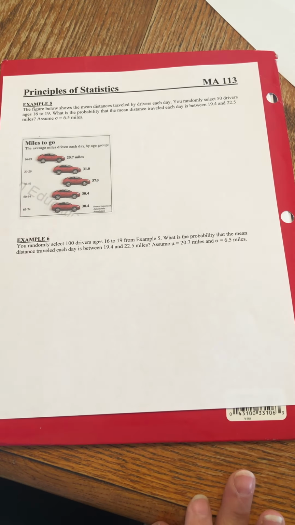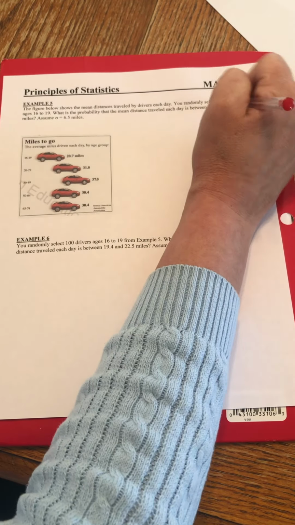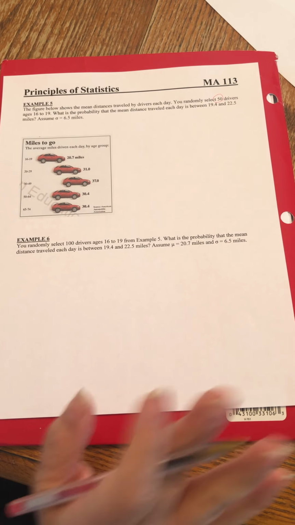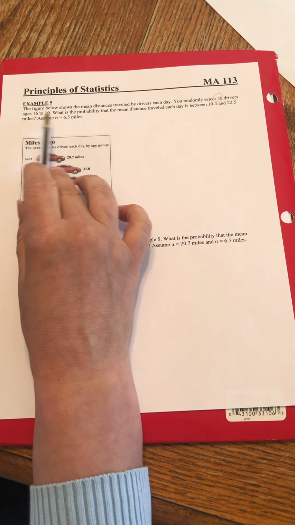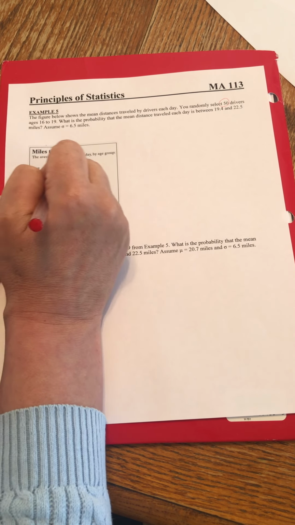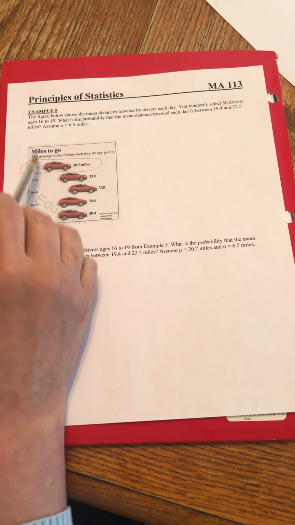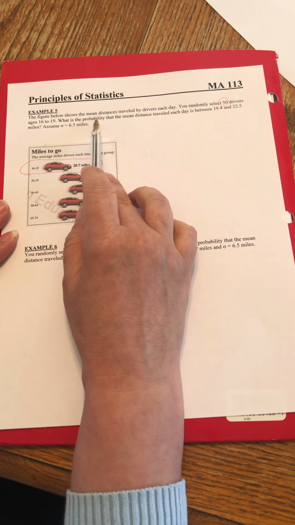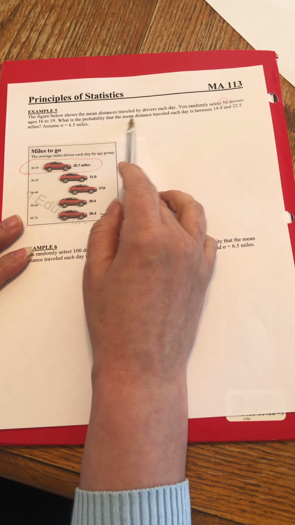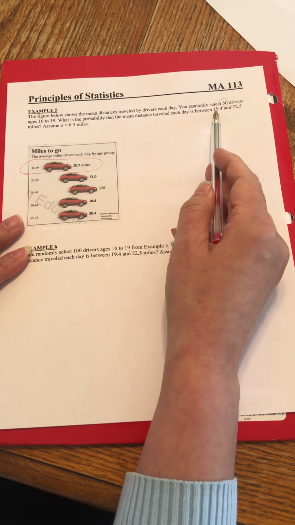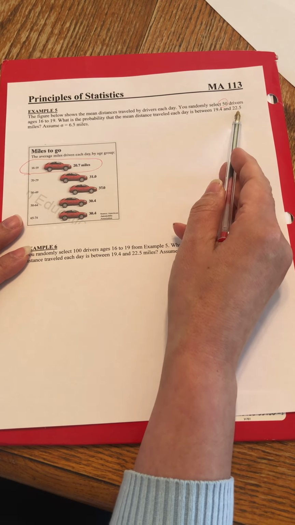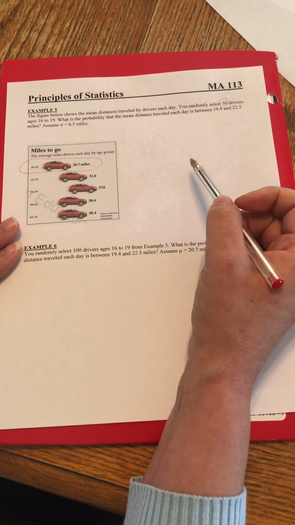Next page. Gets a little harder. The figure below shows the mean distances traveled by drivers each day. You randomly select 50 drivers. 50 drivers is over 30, we're good to go. Ages 16 to 19. So we're looking in this category right here, the ages 16 to 19 category. What is the probability that the mean distance traveled each day is between 19.4 and 22.5 miles?